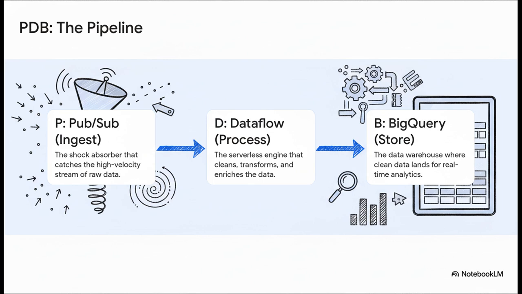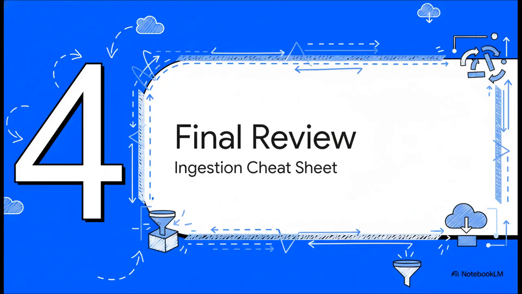And finally, B is for BigQuery. Dataflow streams that nice, clean data directly into BigQuery, where it's immediately ready for analysis with standard SQL. That's the pattern. PubSub to Dataflow to BigQuery. PDB. Say it with me. PDB. All right, you've done great.